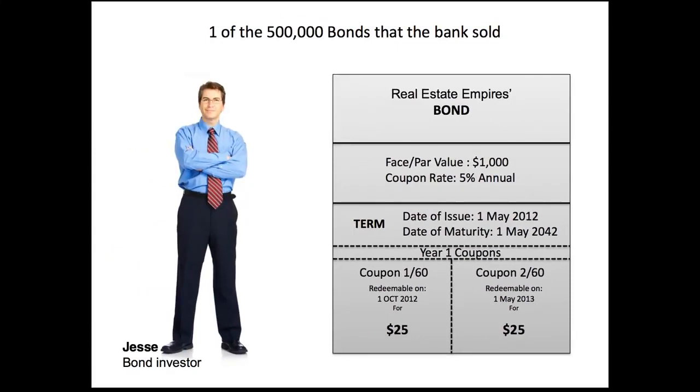If Jesse would buy this bond the day it was issued and hold it until maturity, he would get his $25 check every 6 months, and at the end he'd get his $1,000 back. And that's all there is to understanding how a bond works.